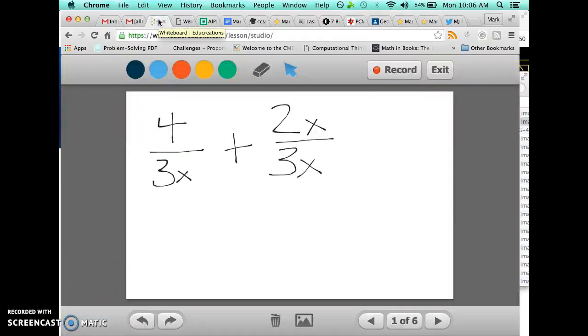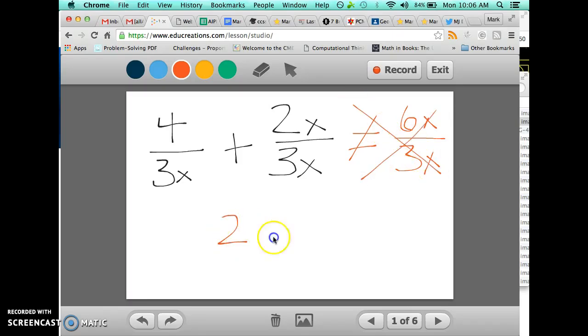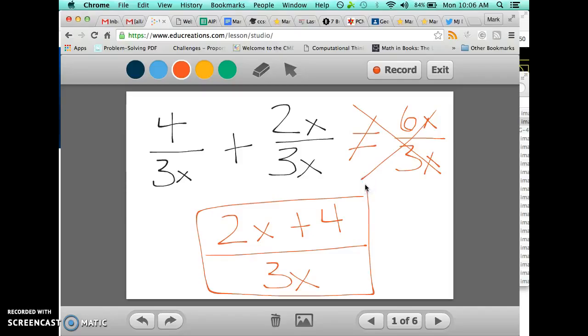The first rule of adding rational expressions is that when they have the same denominator, you can just add straight across the numerators. But you have to remember this is not 6 or 6x, because 2x and 4 are not like terms. We keep 2x and 4 separate, but we leave the denominator the same, and that's how you solve them when the denominators are the same. So, like denominators.